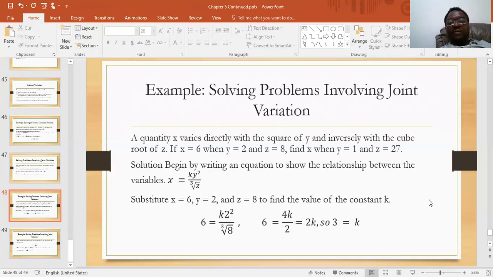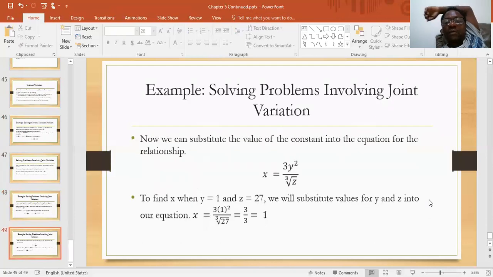We substitute x equals 6, y equals 2, and z equals 8 to find the value of the constant k. So 6 is equal to 4k over 2, which equals 2k, so k equals 3. Now we can go back to the equation: x equals 3y squared over the cube root of z. Replace y by 1 and z by 27 to get the value for x, which is 3 over 3, equals 1.